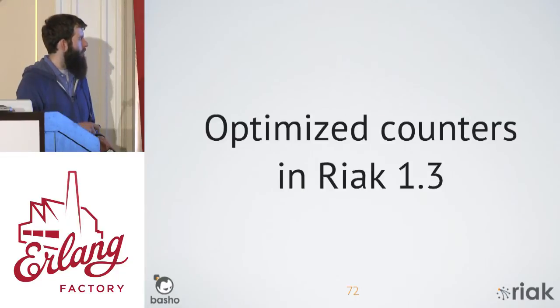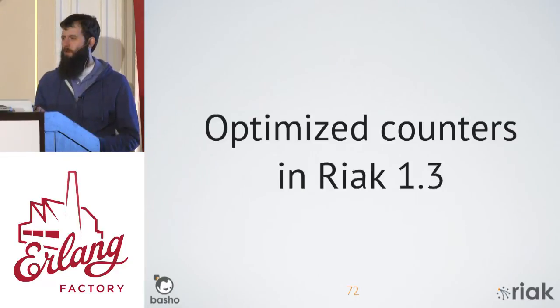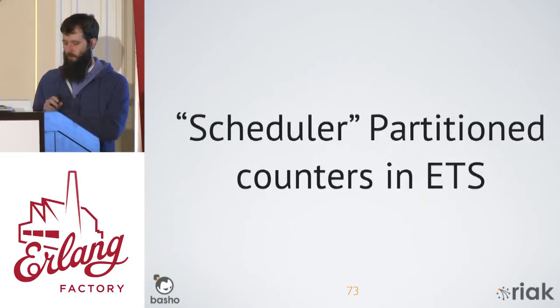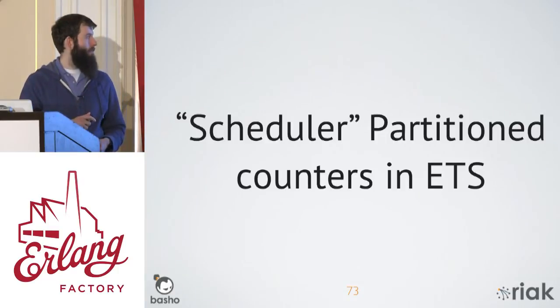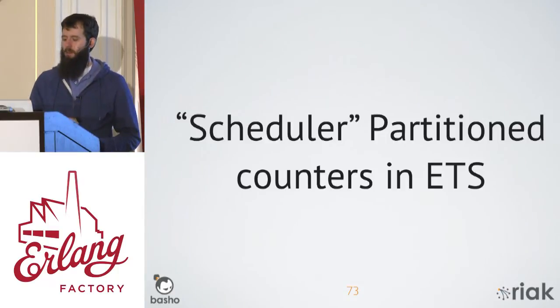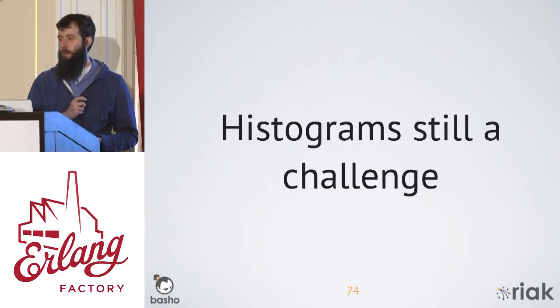We optimized this in React 1.3 as the way most people who optimize counters would, which is we have scheduler partitioned counters in ETS. So we basically have the counter metric name underscore a scheduler ID. So if you have 8 scheduler threads, there's 8 counters. And then each thread checks the scheduler ID and increments the appropriate counter for that. And then when we read the actual counter, we aggregate those. That works out very well and has been great.